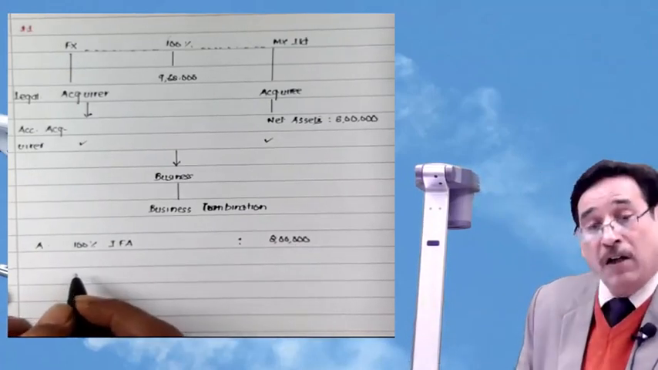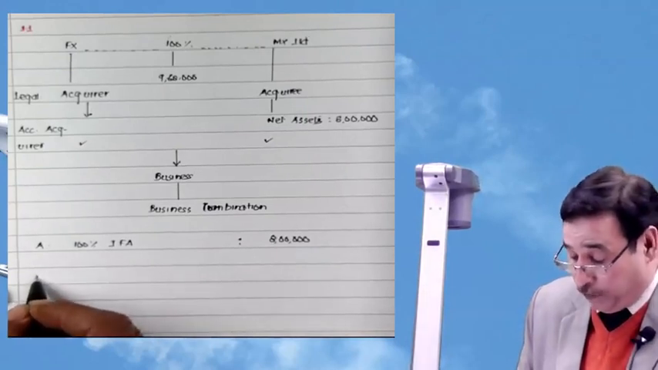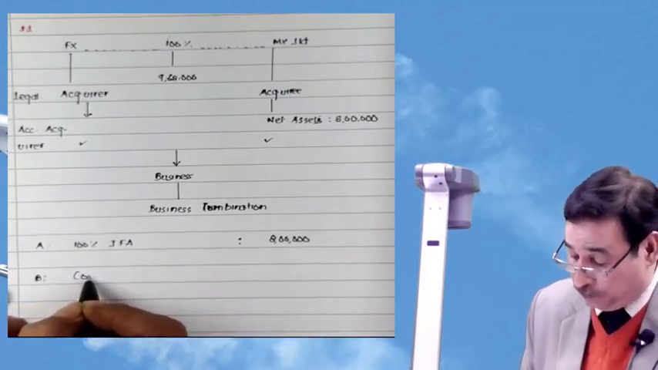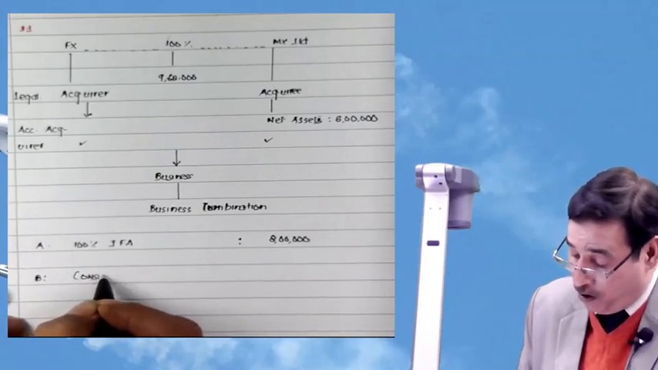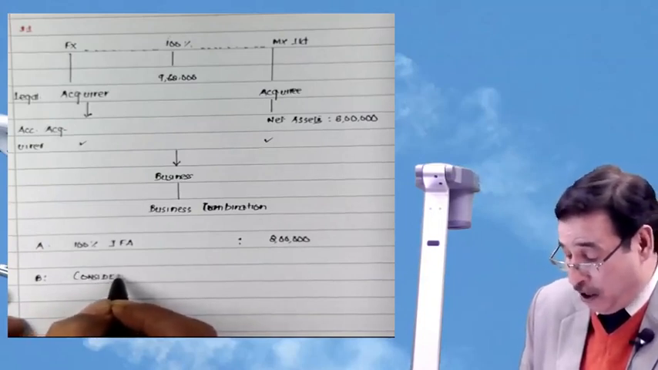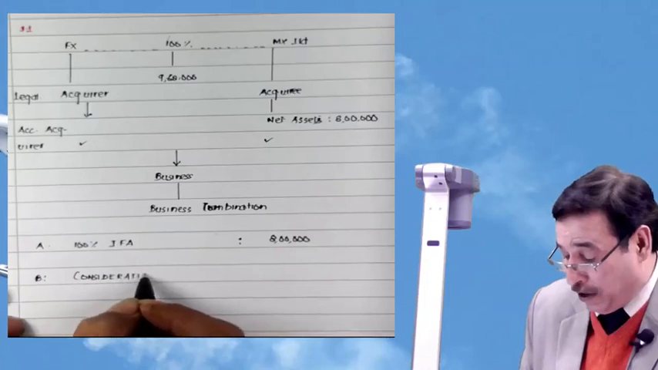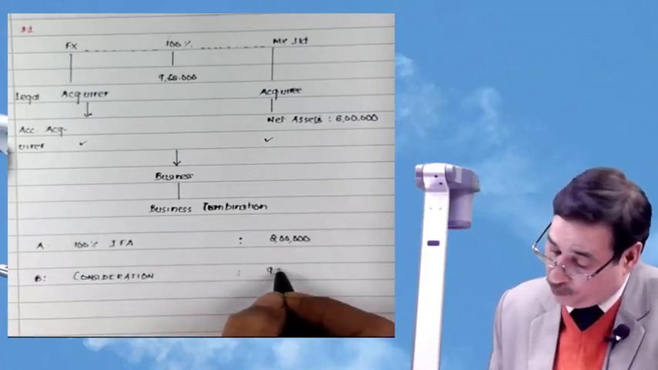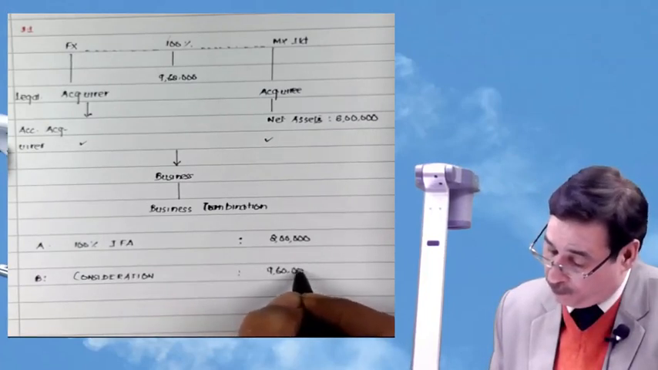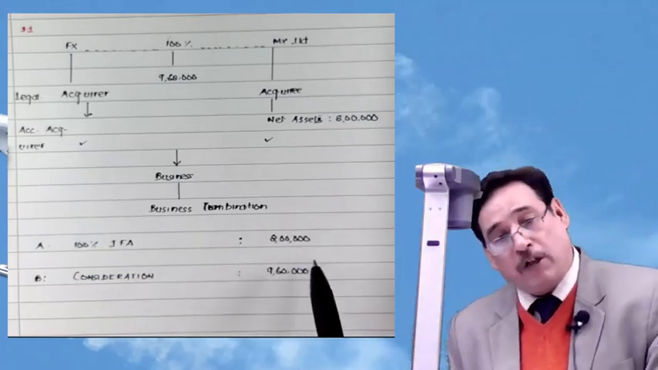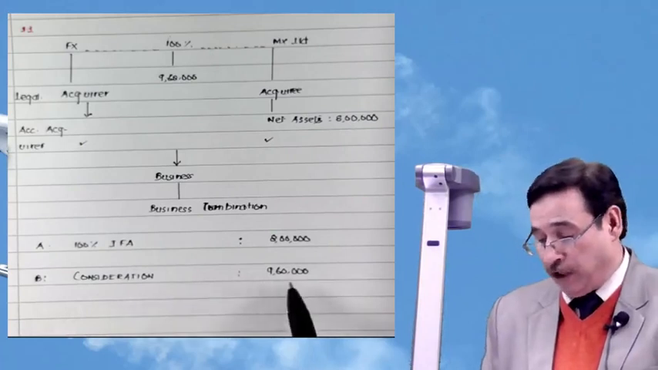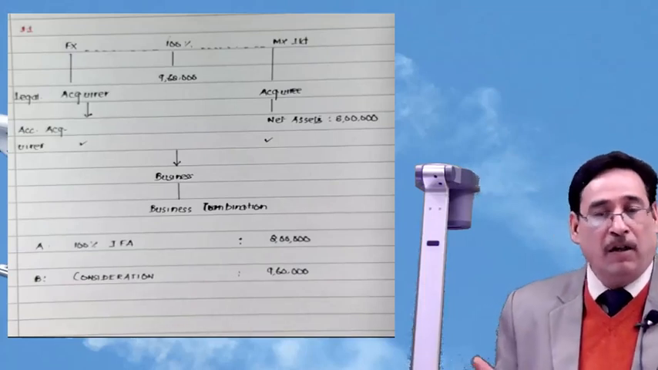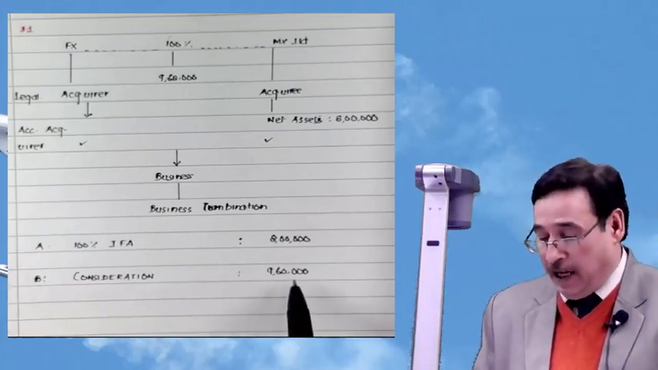Now, after this, you compare it with the consideration which you have paid. Consideration. In this case, you are paying a consideration of rupees 9,60,000, isn't it? In order to acquire this particular entity, you paid a consideration and the fair value of the consideration is 9,60,000. Remember, you have to take care of the fair values. This is what the standard stresses upon, correct? 9,60,000.